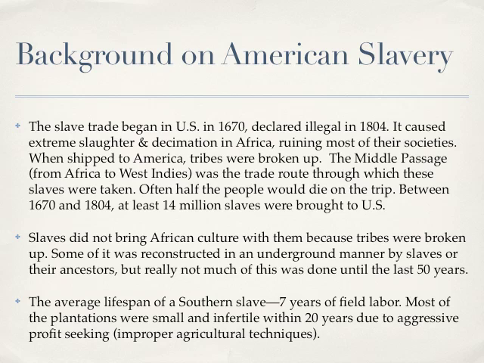The average lifespan of a Southern slave was short. It generally ended after 7 years of field labor. Most of the plantations, particularly in the South, were small and infertile within 20 years due to aggressive profit-seeking. This resulted in using improper agricultural techniques.